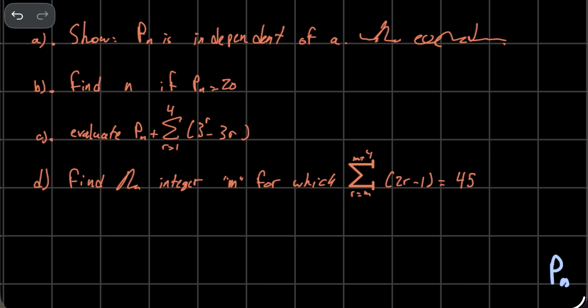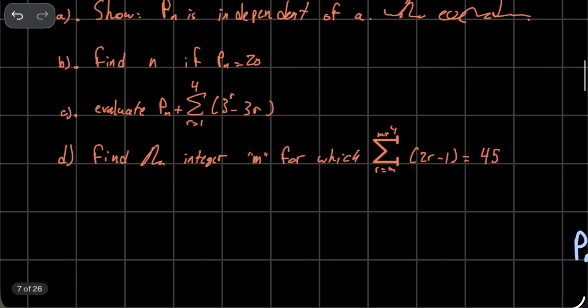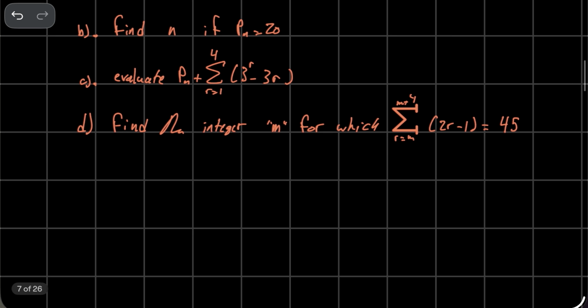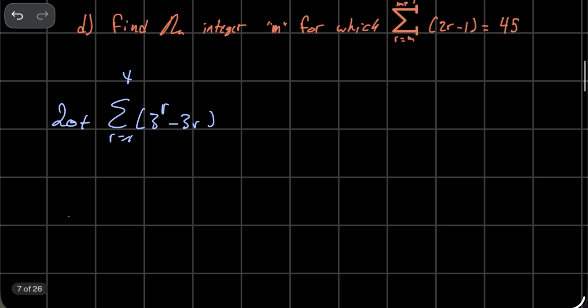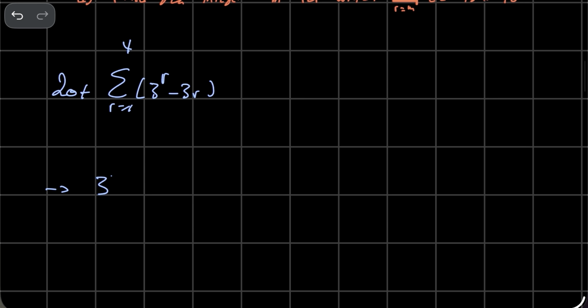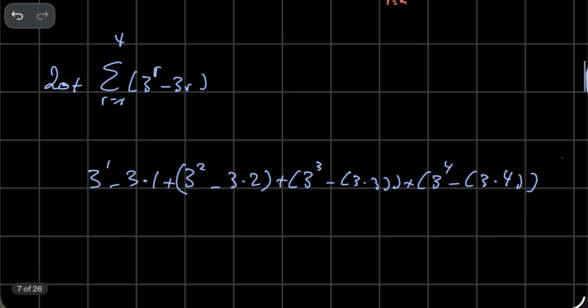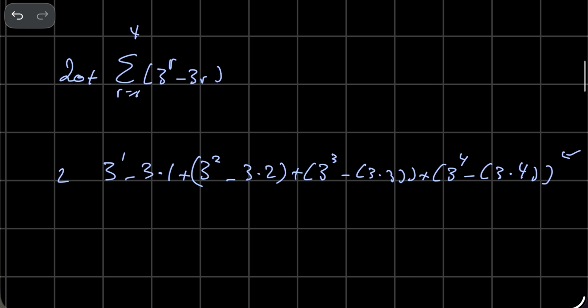Evaluate Pn plus this thing, okay. So Pn here is meant to be the result, which is 20. So 20 plus the sigma r equals 1 to 4 of 3r minus 3r. So it's 3 to the power 1 minus 3 times 1 plus 3 squared, 4, which is basically, of course, a constant, plus 20. This will be the answer.